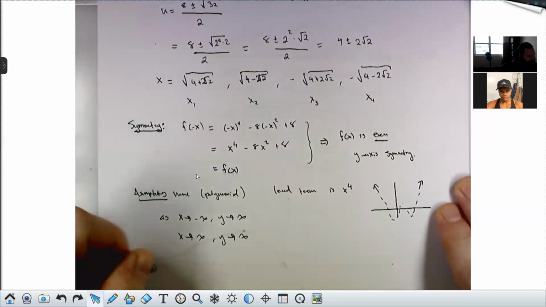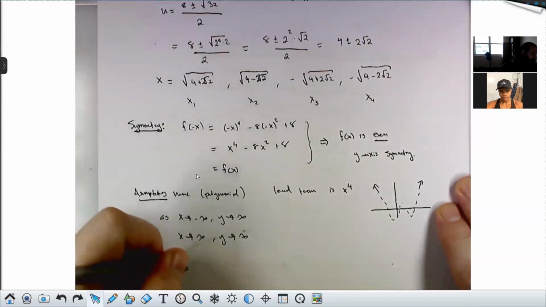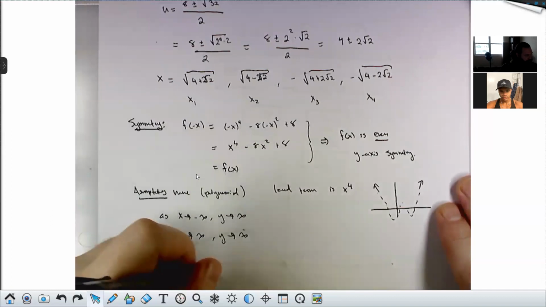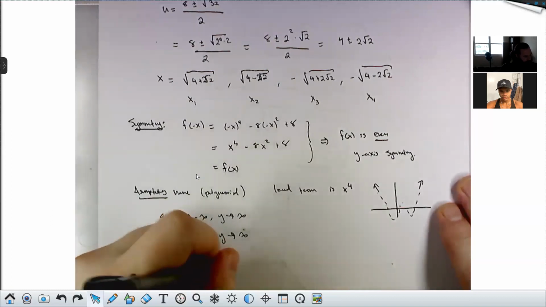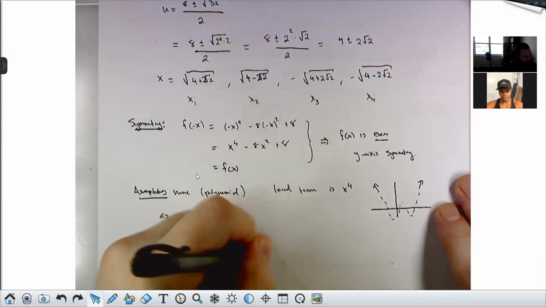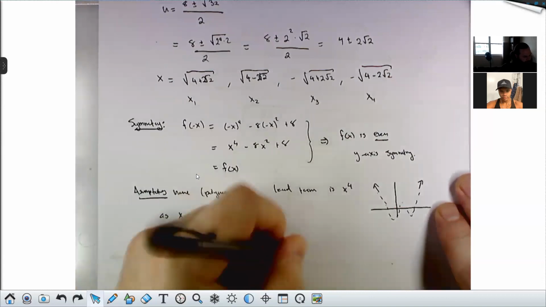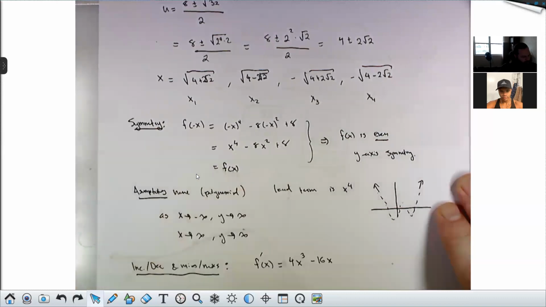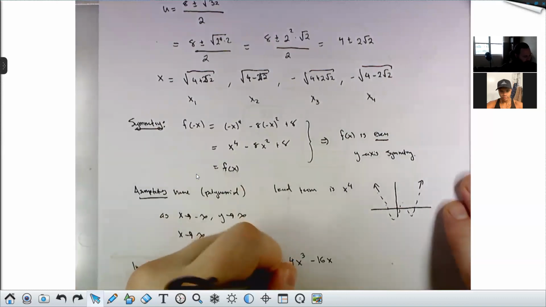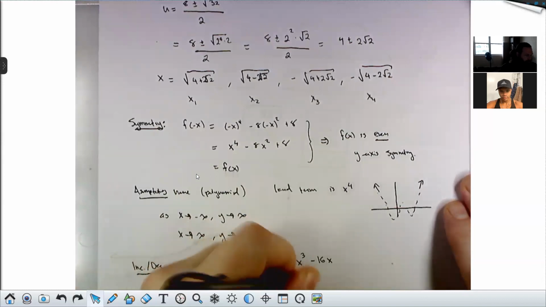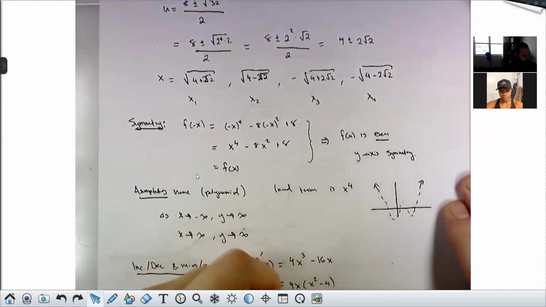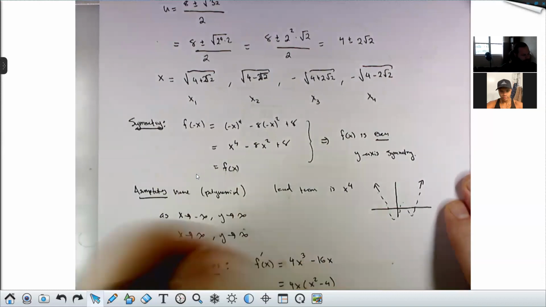So, increasing, decreasing, and mins, maxes. Hopefully the polynomials that we have to work with here will be a little bit nicer. The derivative of this function, f prime of x, is 4x cubed minus 16x, which certainly is easier to work with. This is 4x times x squared minus 4, which is 4x times x minus 2 times x plus 2.